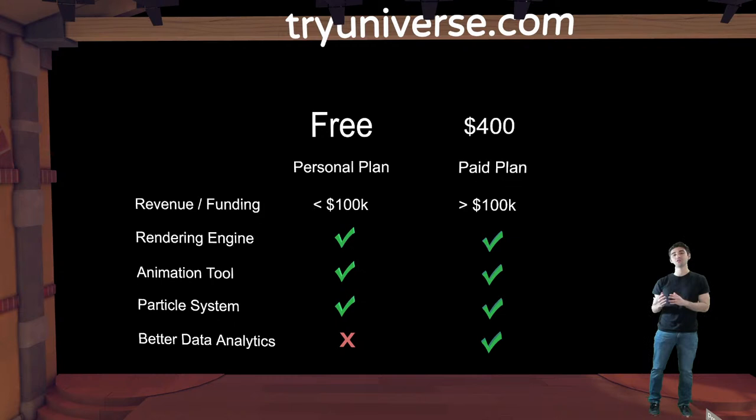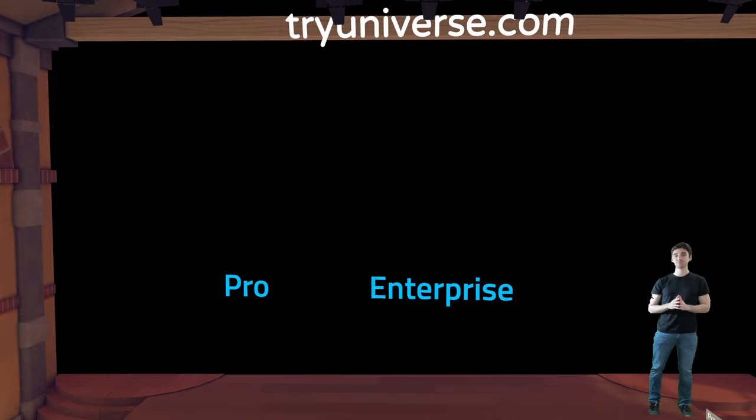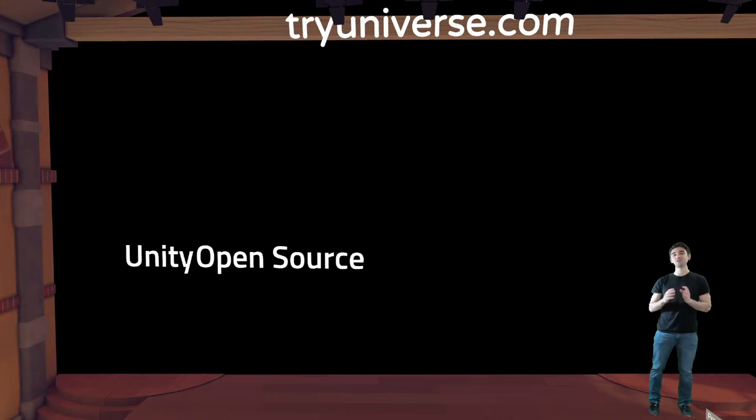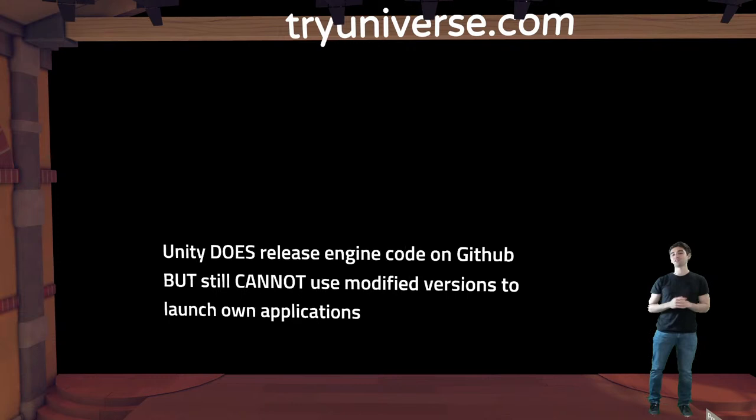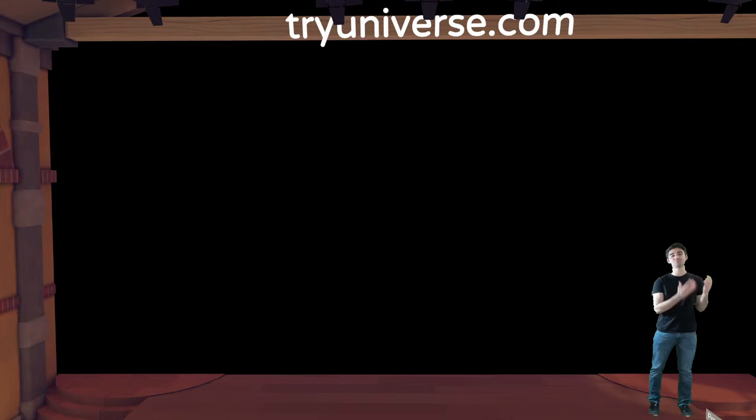Finally, there are the pro and enterprise plans. So one thing to note about Unity is that it is not open source. So what that means is that you can't go into the code, modify it, and then build an app from it. Now, Unity does release all the code for its engine on a GitHub repository, but that doesn't allow you to take that code, modify it, and then use that modified version for launching your own applications. And that way, it is not open source.